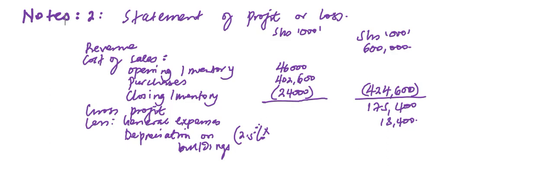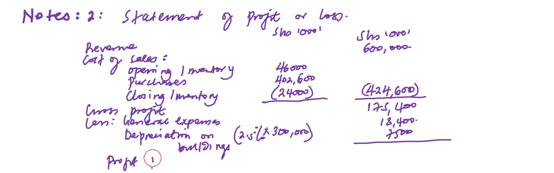That is 2.5% of how much? Of 300,000. And that is 7,500. These are the only expenses which you have. Then you get your profit for the year. Which is how much? Let us try to see how much is the profit for the year.